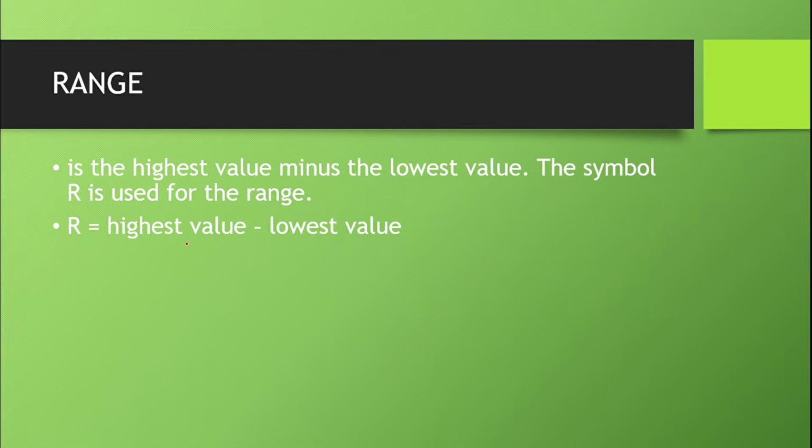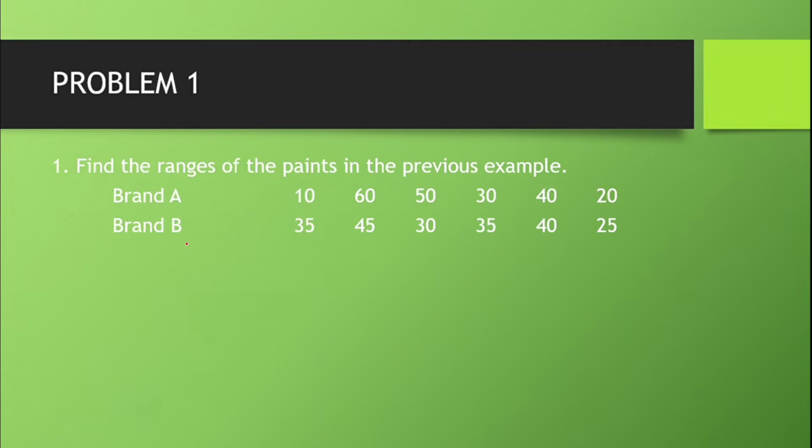Okay, so the first measure of dispersion that we're going to talk about today is the range. Range is the highest value minus the lowest value. The symbol R is used for the range. Range is equal to the highest value minus the lowest value. So let us have an example. Find the ranges of paints in the previous example. So the range for A is the highest value minus the lowest value.